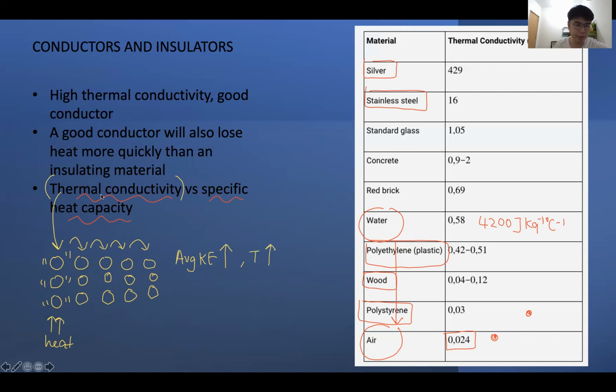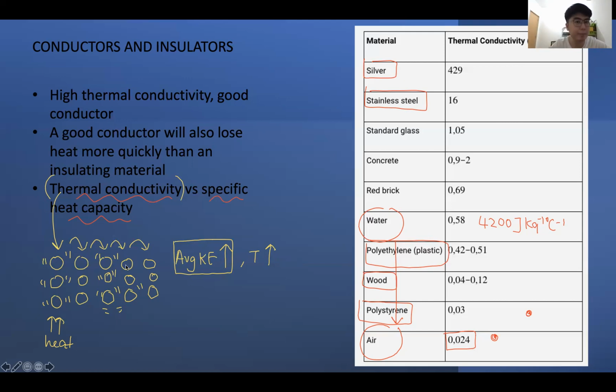You see the difference. Thermal conductivity is a measure of how well you pass the heat. But specific heat capacity is a measure of how much energy you need to increase the temperature. How well you pass the heat doesn't mean the temperature must increase, because temperature is a measure of average kinetic energy. Only if every single atom vibrates faster does it push up the average value, and then the temperature will rise.